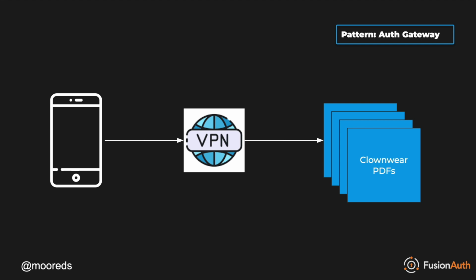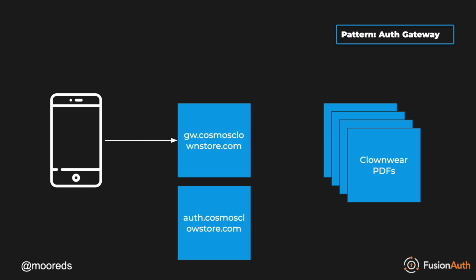So this is how it used to be and still is for a lot of enterprises, where if you want to get access to private data, for instance, reports on the latest clownware trends, you log into a VPN, and then that VPN basically gives you network access to the internal network. Then you can go to the file share and look up clownware PDFs. If we want to put it online, then we need to introduce this gateway.